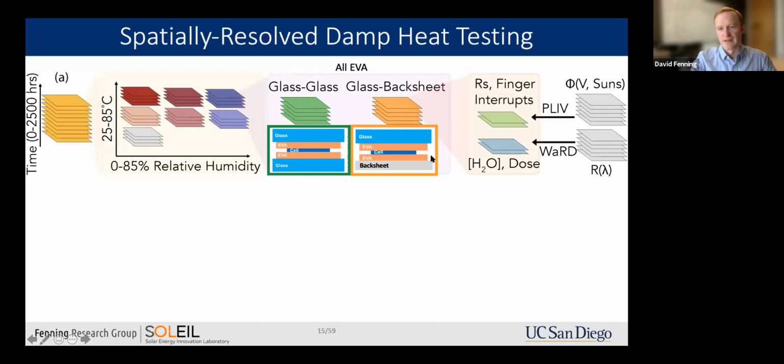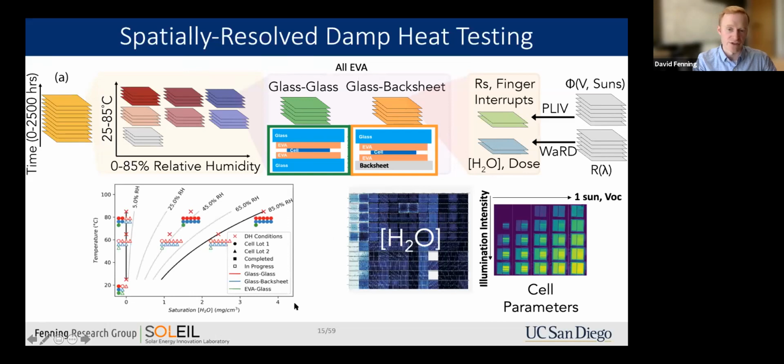Over time, we monitored the photoluminescence IV in order to parameterize local cell parameters as a function of the local water concentration. So what this looked like was a span of water concentrations within the module, including the damp heat test, but also finer steps in absolute water concentration and intermediate temperature as well, so as to allow us to basically build a response curve, a response surface of water and temperature effects. We arrayed the glass and glass-backsheet across these conditions, and then monitored them over time using the PLIV, which varies the illumination intensity and the forward bias voltage in order to extract cell parameters locally, and then a mapping WAR in order to look at local water content.